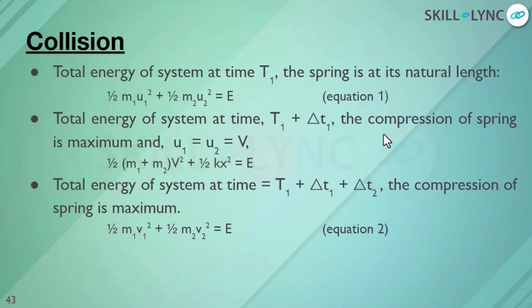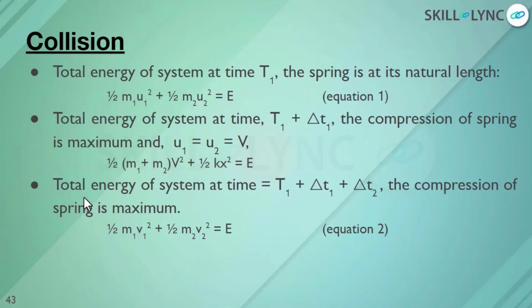In such a state, the spring would be in its compression state, and we would believe that the compression is maximum. Also, we would say let u1 is equal to u2 is equal to v. Thereby, we have replaced u1 and u2 with v. Thus, we can write that half m1 plus m2 v square plus half kx square is equal to E, where half kx square is the energy stored by the spring.